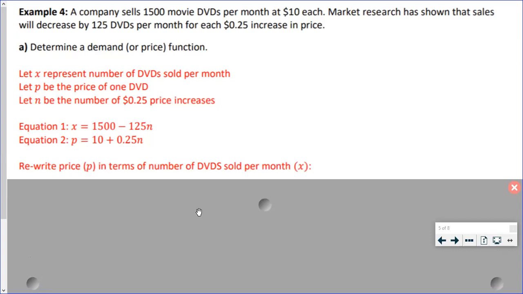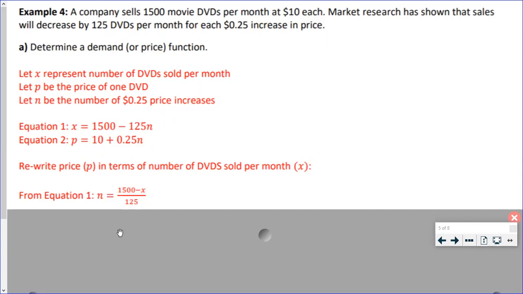Now, if we want to rewrite P in terms of DVDs sold per month, let's look at this. In terms of the DVDs sold per month, the company starts off selling 1,500, and it will decrease by 125 DVDs per month. The price function P, the price of one DVD, is $10 each, and will increase at 0.25 N. So both of these equations share a common N value.